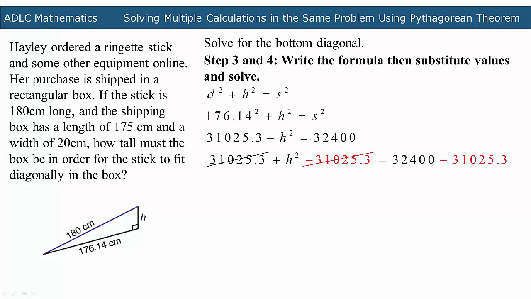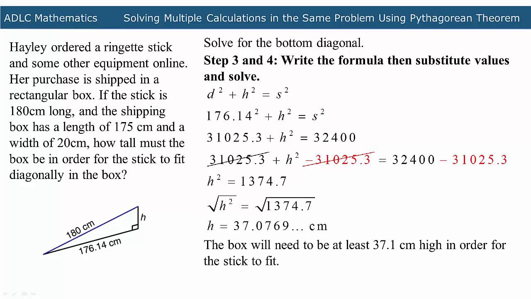Subtract 31,025.3 from both sides to isolate the unknown. H squared equals 1,374.7. Find the square root to solve for H. H equals 37.0769 centimeters.